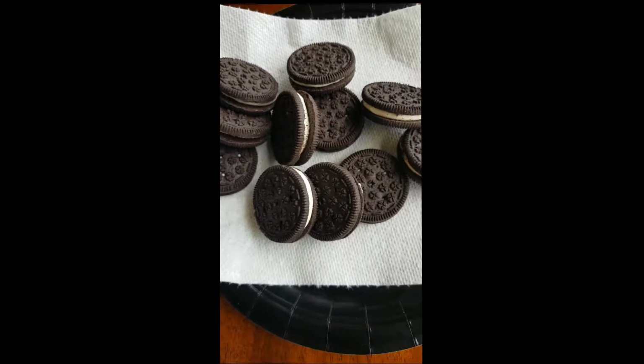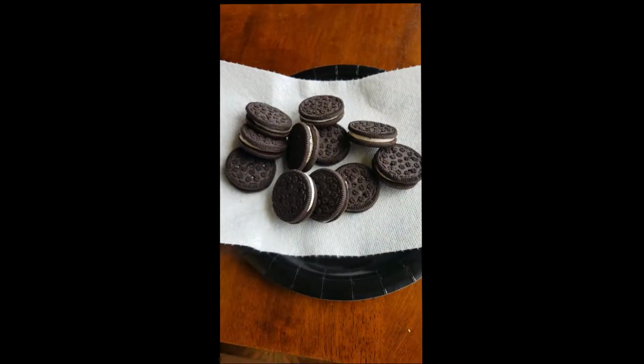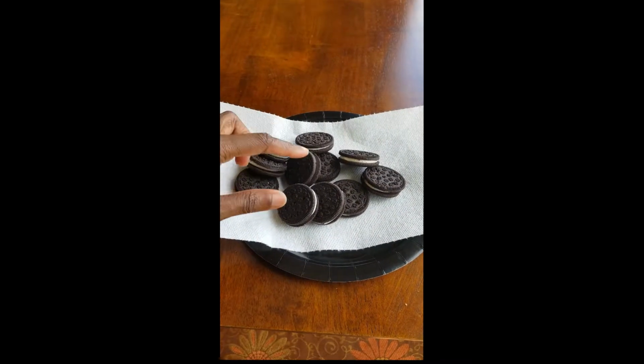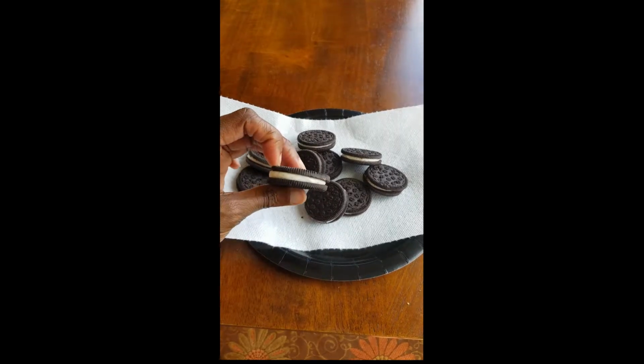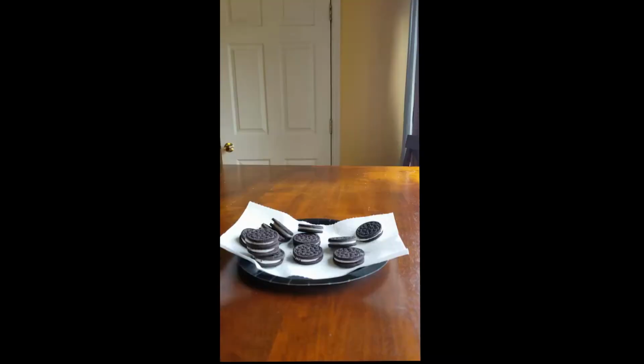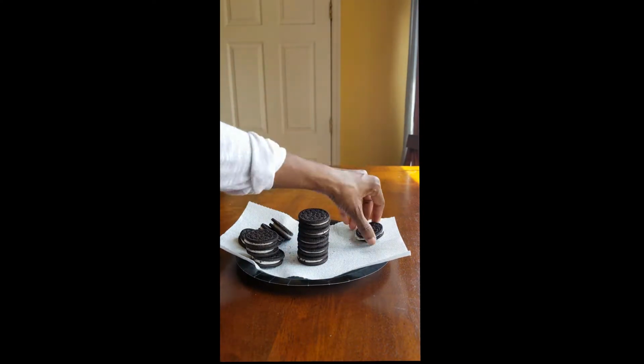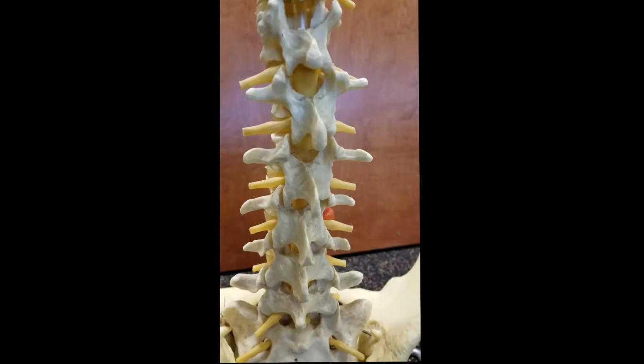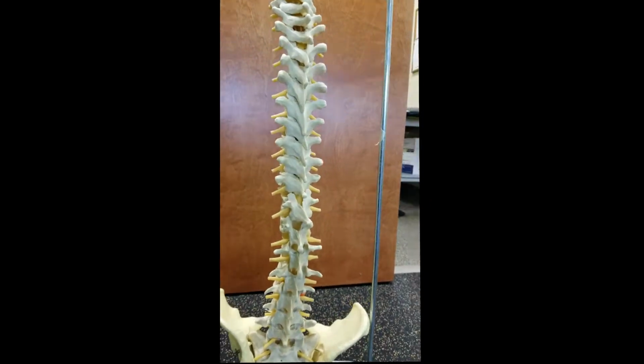I will use these cookies to review the basic anatomy of the spine. One cookie represents a backbone or vertebra. Yummy. The creamy filling inside represents your disc. Your disc is filled with fluid and is nice and plump when you're young. This stack of lovely treats is your stable spine. Your stable spine gives you a lot of support.